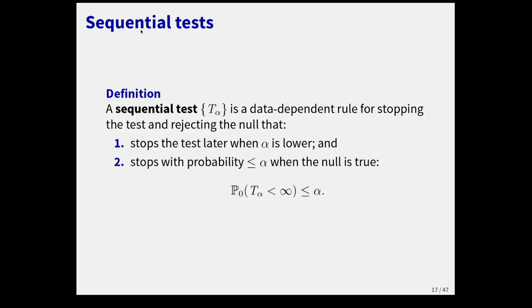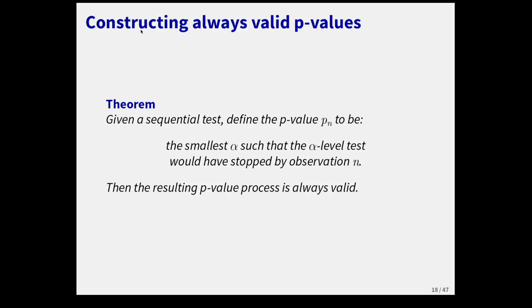Right? So there are many sequential tests, and we'll talk about one in particular that we used in a second. But here's the key thing for us: if you give me a sequential test, or this family of stopping times indexed by alpha, let me define a p-value, which is the smallest alpha such that the alpha level test would have stopped by observation n. Okay? Then that resulting p-value process is always valid. Okay? This is actually mostly just an interchange of definitions.